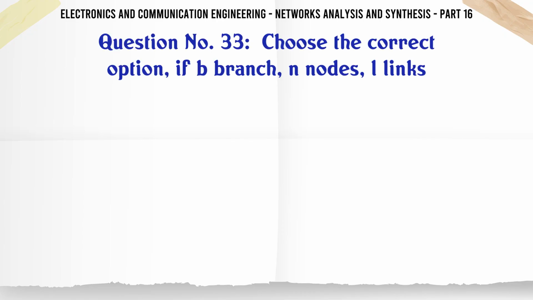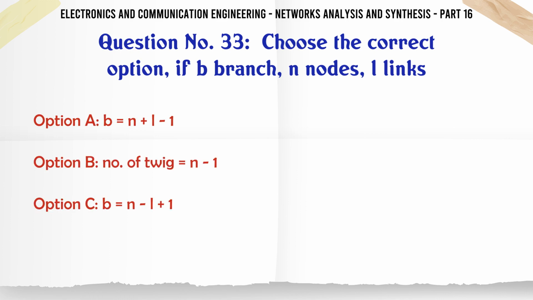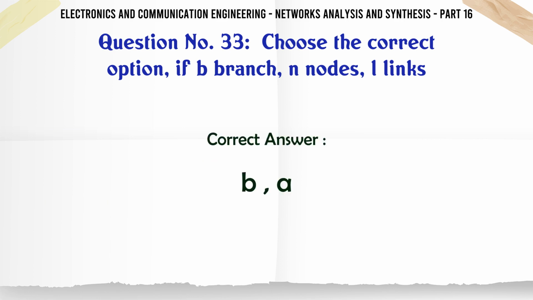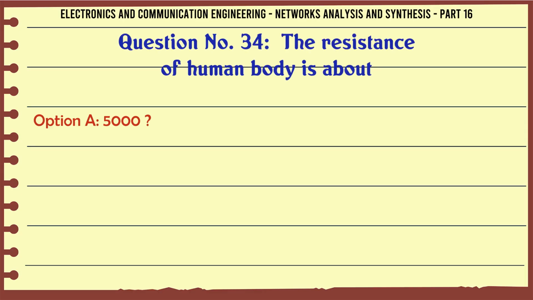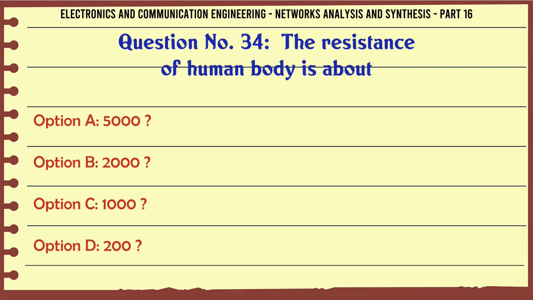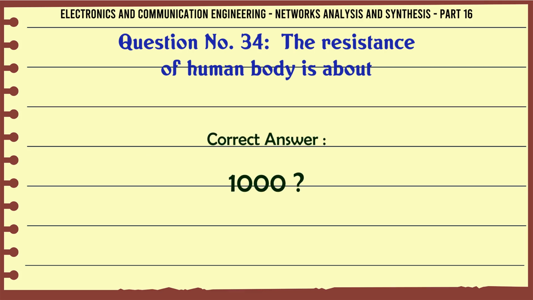Choose the correct option if B is branches, N nodes, L links. A. B = N + L - 1, B. number of twigs = N - 1, C. B = N + L - 1, D. B = N - L. The correct answer is B = N - L. The resistance of human body is about: A. 5000, B. 2000, C. 1000, D. 200. The correct answer is 1000.